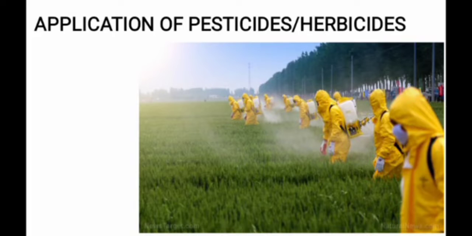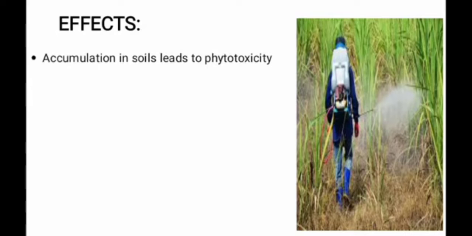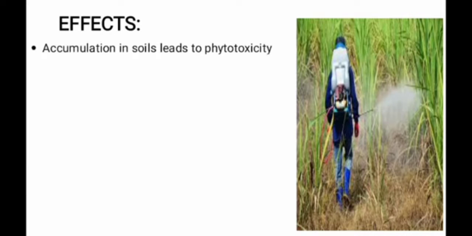The next activity that takes place on the farm is application of pesticide or herbicide. Pesticides are chemical substances which are used to kill or destroy pests, while herbicides are chemical substances that are capable of destroying herbaceous plants. What are their effects? Number one, accumulation in soil leads to phytotoxicity.